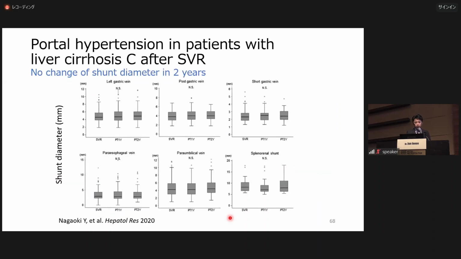And there was no change of such shunt diameter in 2 years. This report shows that after SVR, the shunt vessels, like the left gastric vein, posterior gastric vein, and short gastric veins, showed no change of diameter after SVR. So if such a shunt was formed, the shunt remained after SVR.